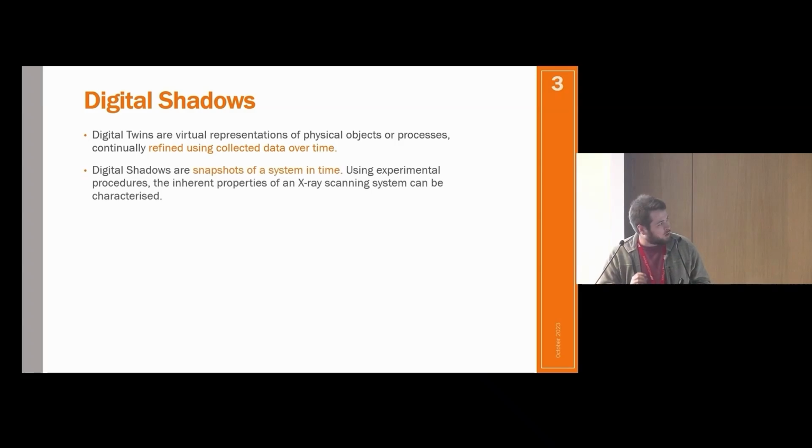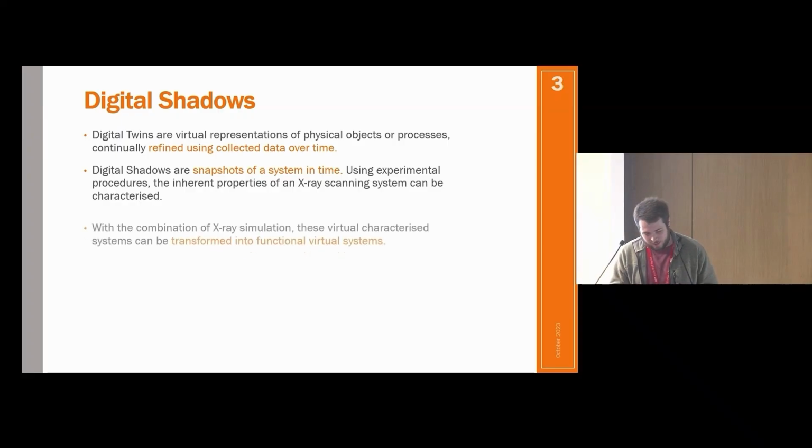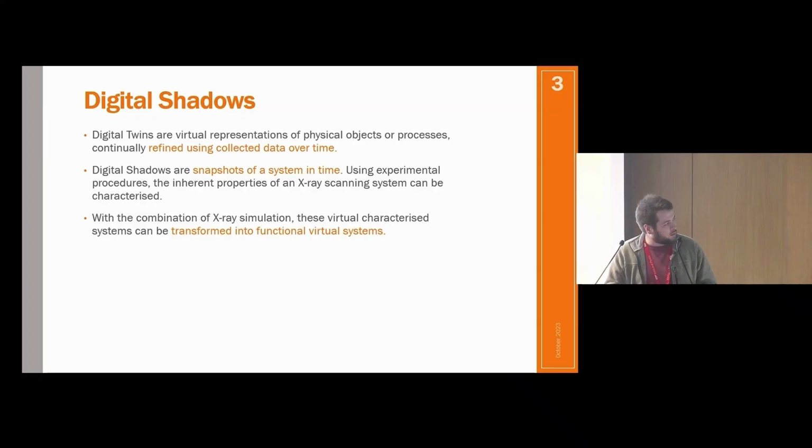Digital shadows are just a snapshot of a system in time. So what I've been doing is using experimental procedures to characterize existing X-ray setups. And if you took multiple characterizations over time, you'd have a digital twin, but alas, these are just models. But with the combination of X-ray simulation, which is becoming quite popular, I've seen it being used multiple times at this conference, and CT is also quite prominent at this conference, we can actually transform these characterizations into functional virtual systems.